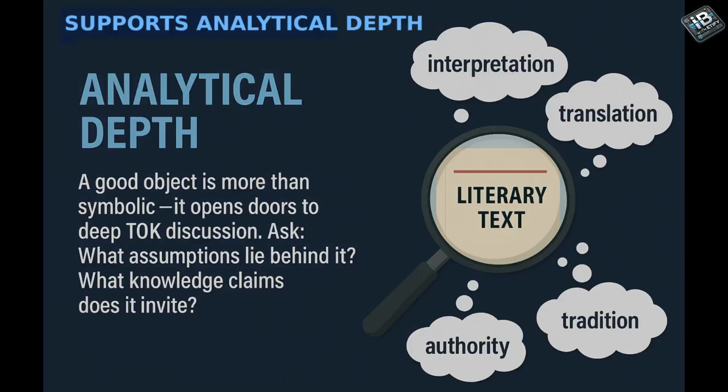Importantly, the object must support in-depth knowledge discussion. It should open up layers of meaning and analysis. Think of a literary text, for instance. If you connect it to a question like, how does language shape our knowledge, you can explore how interpretation, translation, and cultural context affect meaning.